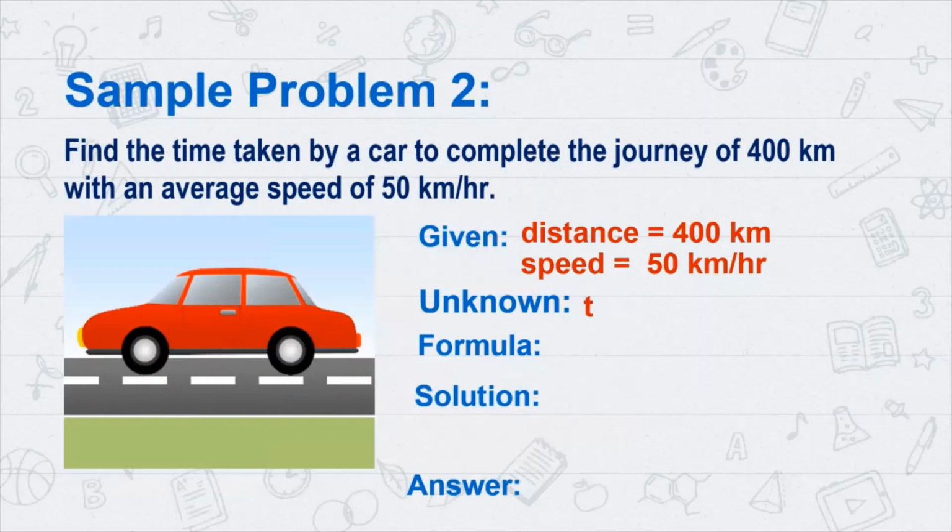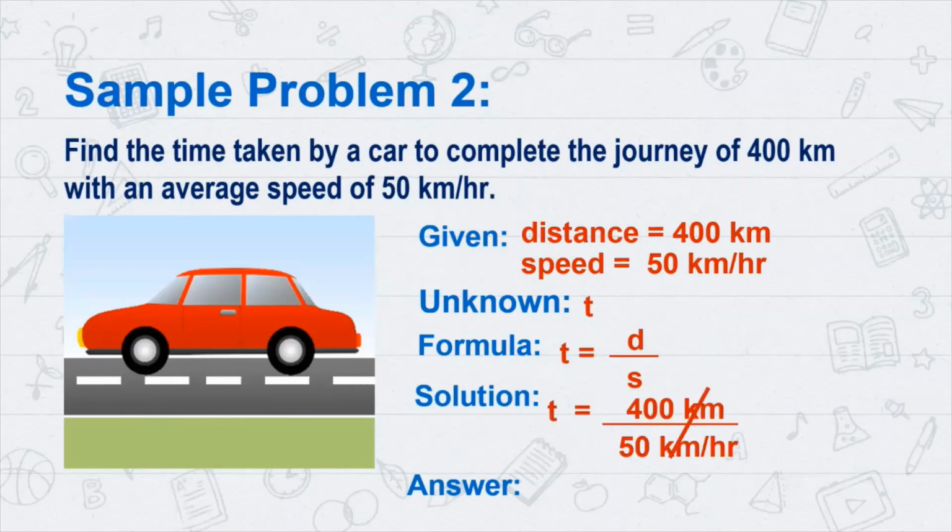Formula. What formula are we going to use? Remember the formula triangle? Yes, we will use the formula for time. Time is equal to distance divided by speed. Next, let's substitute the given. Time is equal to 400 kilometers divided by 50 kilometers per hour. Divide them, cancel the unit kilometers, and what do we get? Yes, the answer is 8 hours. It took the car 8 hours to complete its journey.